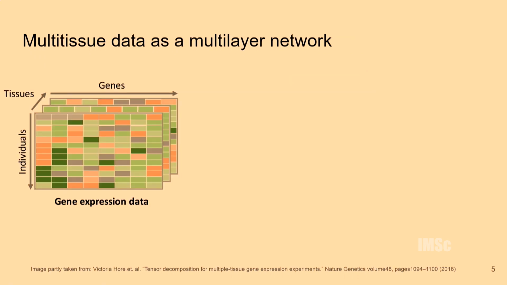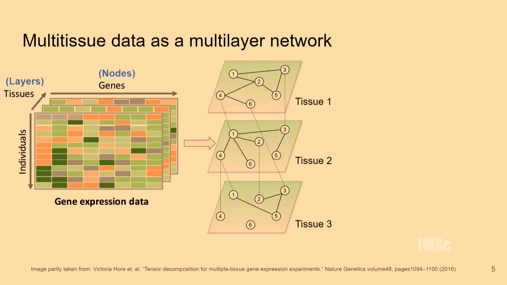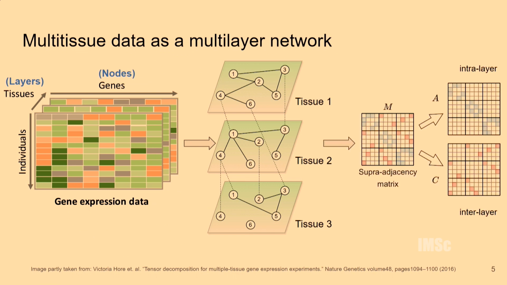So we begin with this multi-tissue gene expression data. In these experiments, we used GTEx data, where we have data which is collected from lots of individuals. So this is a 3-dimensional tensor. Each layer represents a tissue, and the columns represent genes. When we represent this data as a network, genes become nodes, and all the tissues become layers. So if this was the actual data, three layered, we'll get these 3 tissues. So every layer maps to a tissue.